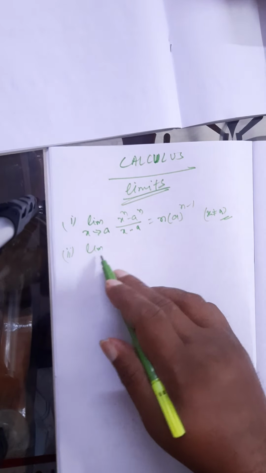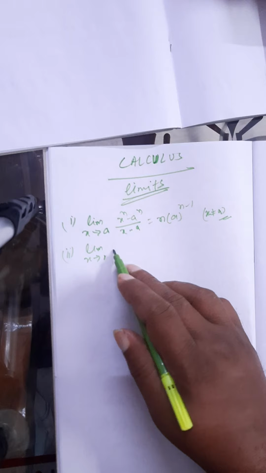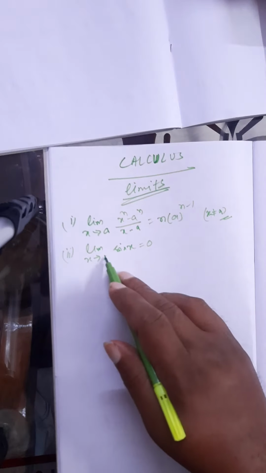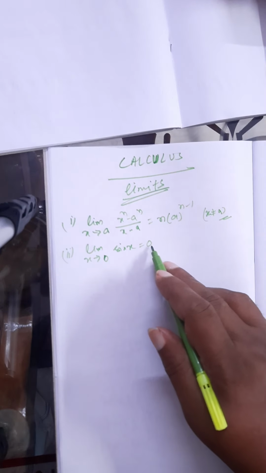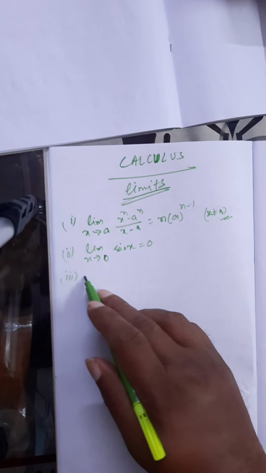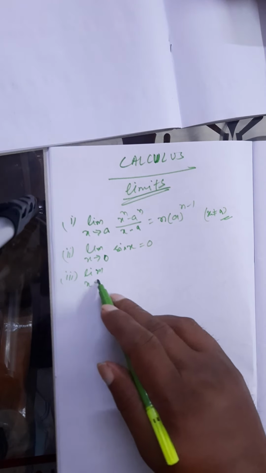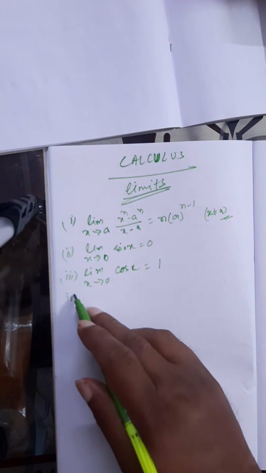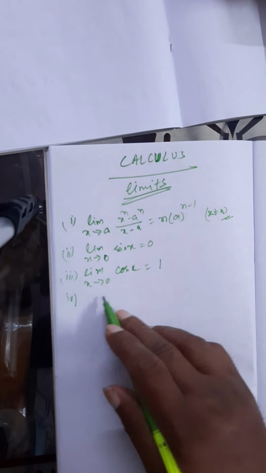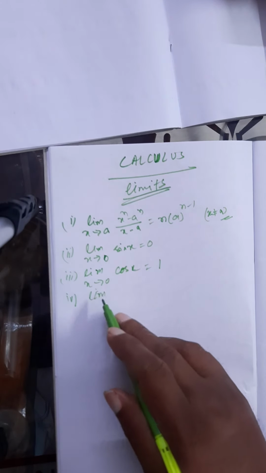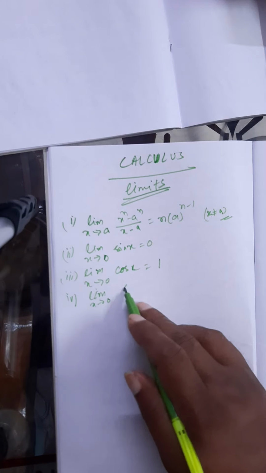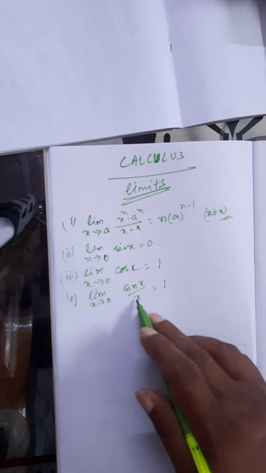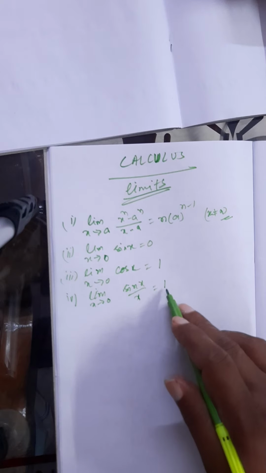And second, whenever x tends to 0, sin x tends to 0. Sin 0 is 0, that is why. Third one, limit x tends to 0, cos x. Cos 0 is 1. So, this is that value. Limit x tends to 0, if sin x by x is there, then we have to write directly 1. Whenever sin x divided by x is there, we have to take 1.